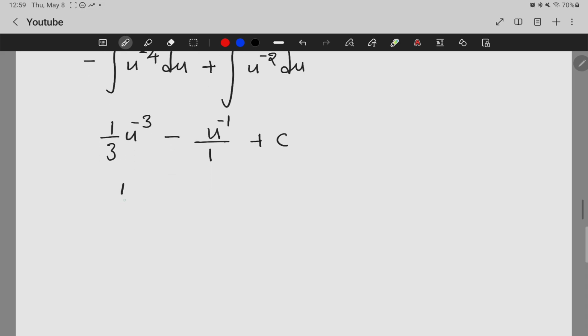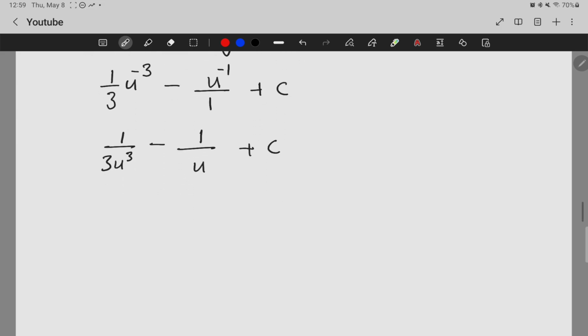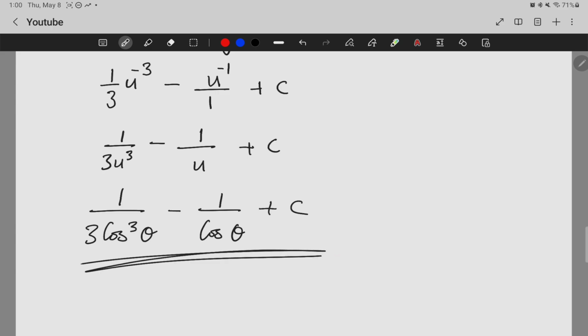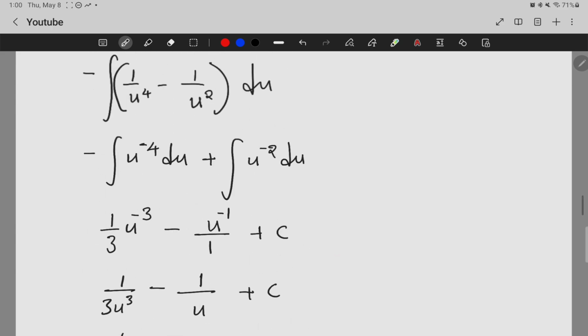So that in the end, you have 1 over 3 u to the power 3 minus 1 over u to the power 1 there plus c. But remember, u is cos theta, so this becomes 1 over 3 cos to the power 3 theta minus 1 over cos theta plus c.